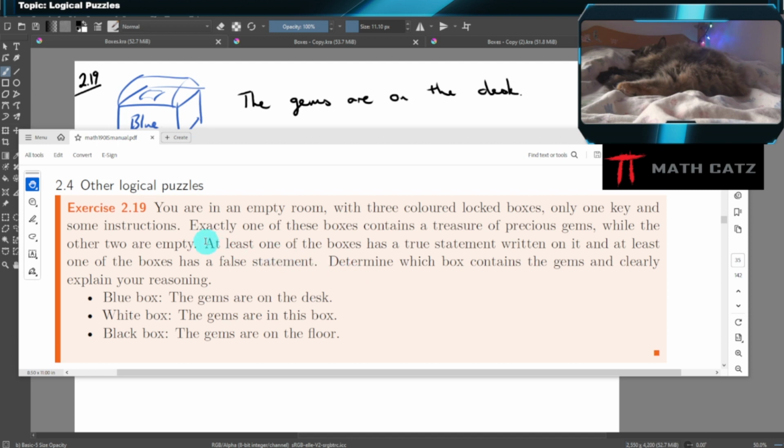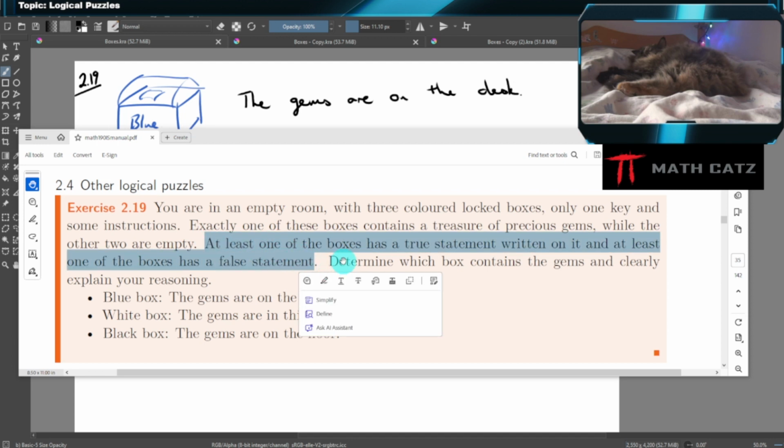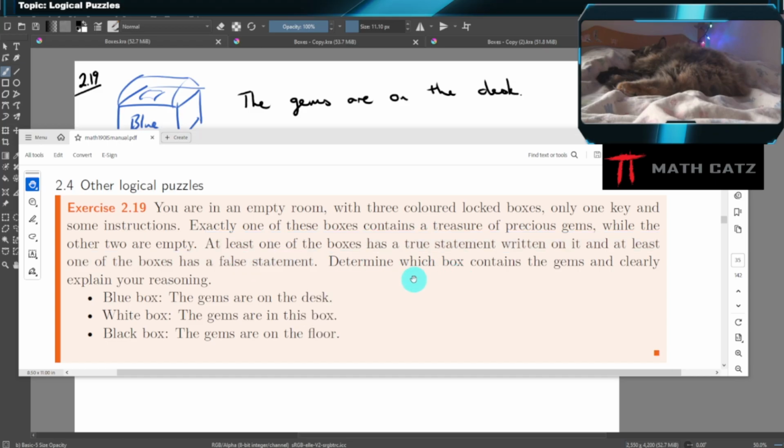So these sentences are very important, that we know there is a true box and there is a false box, but we don't know. The third one could be one of the 2 true ones or one of the 2 false ones. We don't know all of them and we don't know which one it is either. So here are the statements. The gems are on the desk, the gems are in this box, the gems are on the floor.